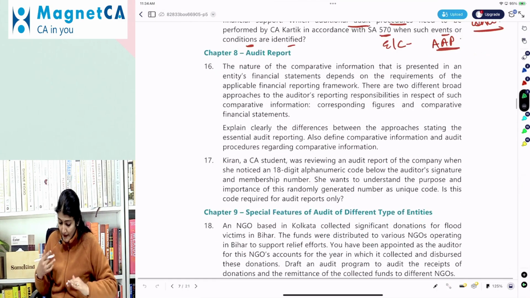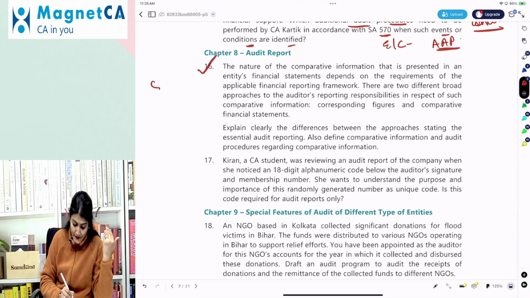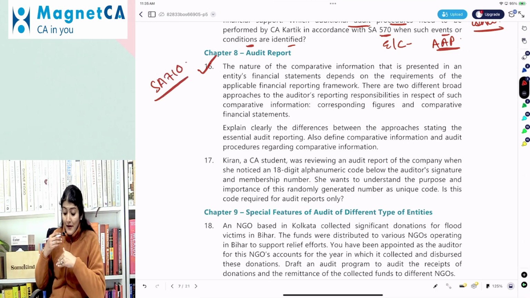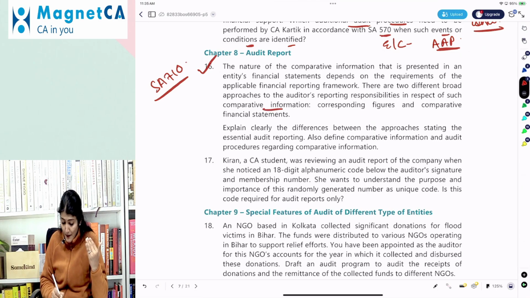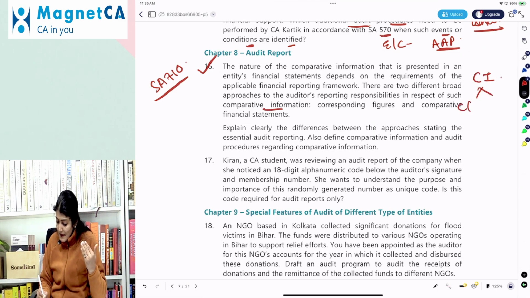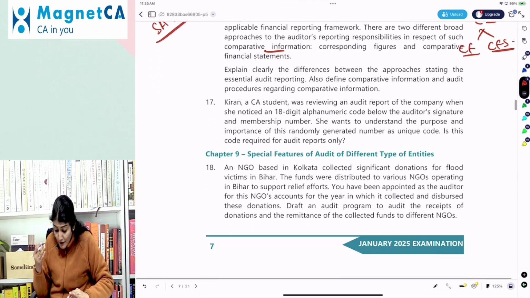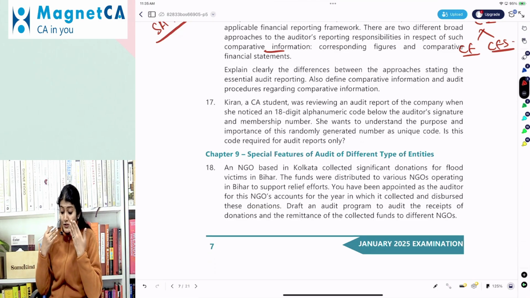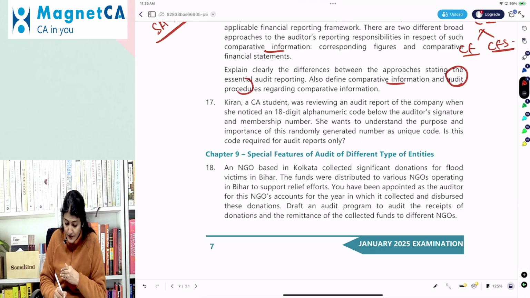Right? Coming to chapter 8, audit report, question number 16. The nature of comparative information, SA 710, that is presented in the entity's financial statements depends on the requirements of the AFRF. There are two different broad approaches to the auditor's reporting responsibility in respect of comparative information, which could be corresponding figures or comparative financial statements. Explain clearly the difference between the approaches stating the essential audit report, and also define comparative information and the audit procedures regarding comparative information. Okay, right.